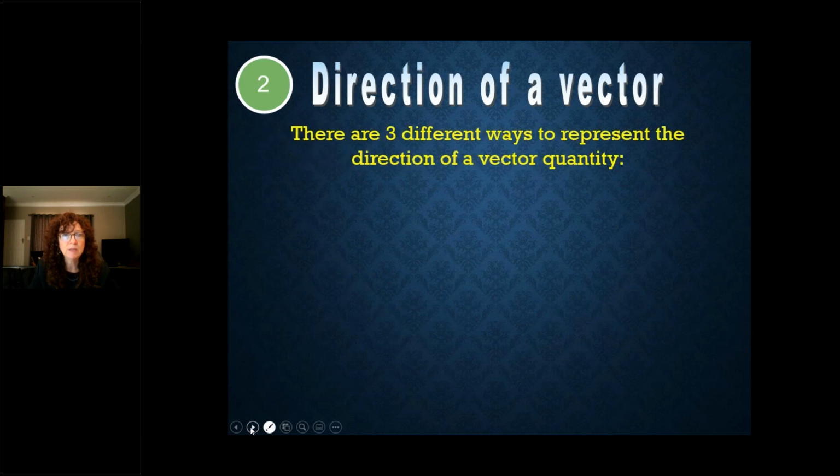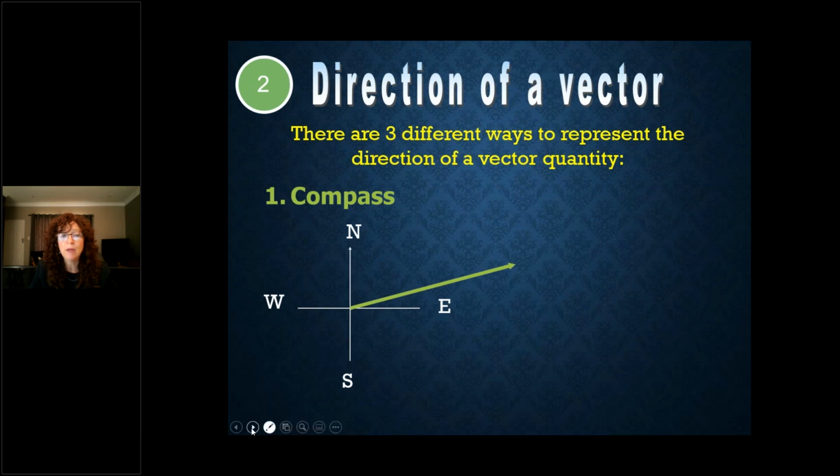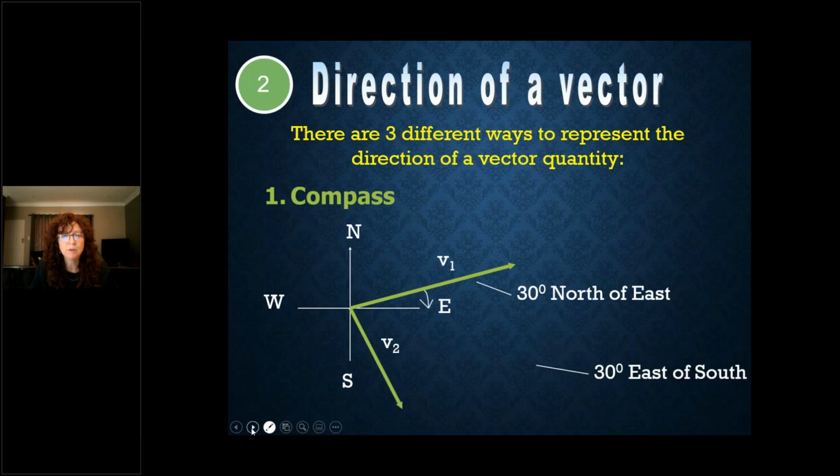The direction of a vector. Well, there are three ways you can represent the direction. The first one is a compass, and that is where we have north, east, south, and west. All right. So if we have a vector, and it's for example velocity in a certain direction, then you will say, for example, 2 meters per second, 30 degrees northeast. All right, that is the compass way. Another one is velocity 30 degrees east of south.